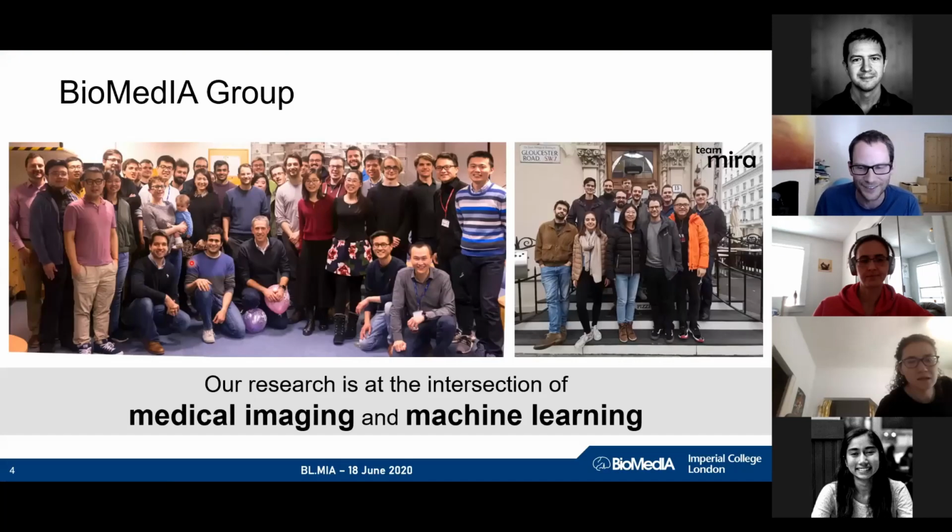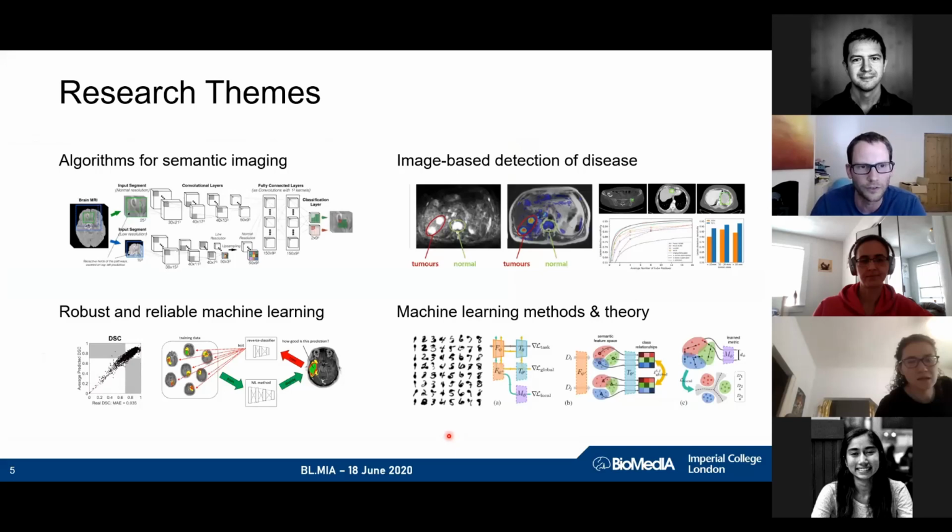Anyhow, so this is the Biomedia Group, a large group founded by Daniel Rückert many years ago. And there's a team within there that I'm leading, and everyone in this group is now working at this intersection of medical imaging and machine learning, I guess. So these are how I would currently describe my research themes, if I have to put categories on them. So there's some work on core algorithms for what we call semantic imaging, but let's say things like image segmentation and so on. So this is an example of this DeepMedic architecture. We do some work on image-based detection of disease, and more machine learning methods, really.